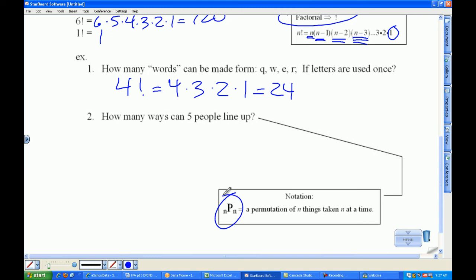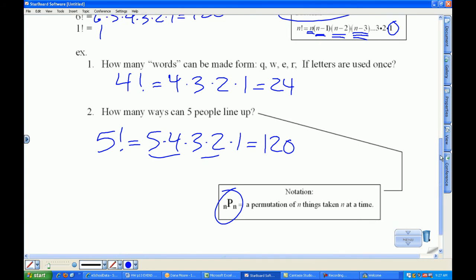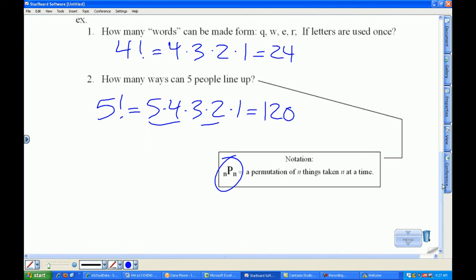But before we get to that, how many ways can 5 people line up? Since all 5 of them are lining up, we can use factorial to demonstrate how to do that. 5 times 4 is 20, 3 times 2 is 6, 6 times 20 is 120. 5 factorial. So, basically what we have here is factorial notation starts at the number and works all the way down to 1.